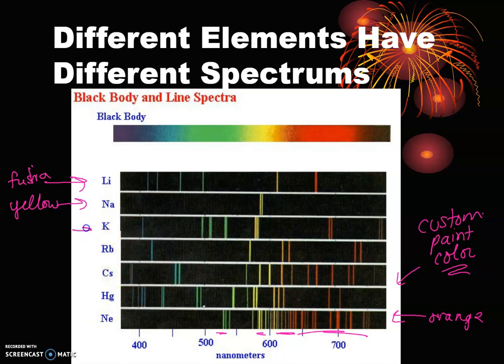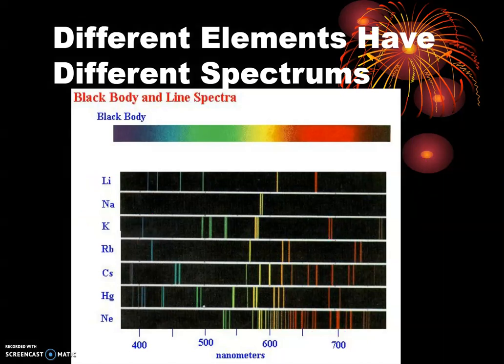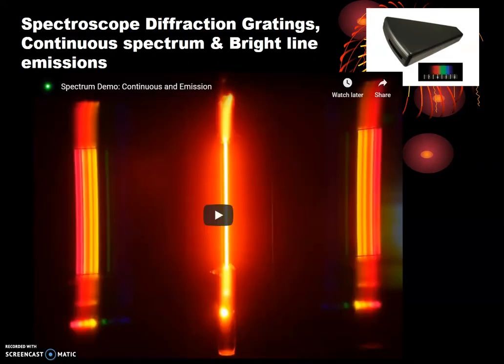But potassium here is a violet color, so you'll see that you have some purple, some red, and some of these yellows and greens in between. But these specific, almost like fingerprints, are due to the specific electrons jumping and falling back down to their ground state in that photoelectric effect.